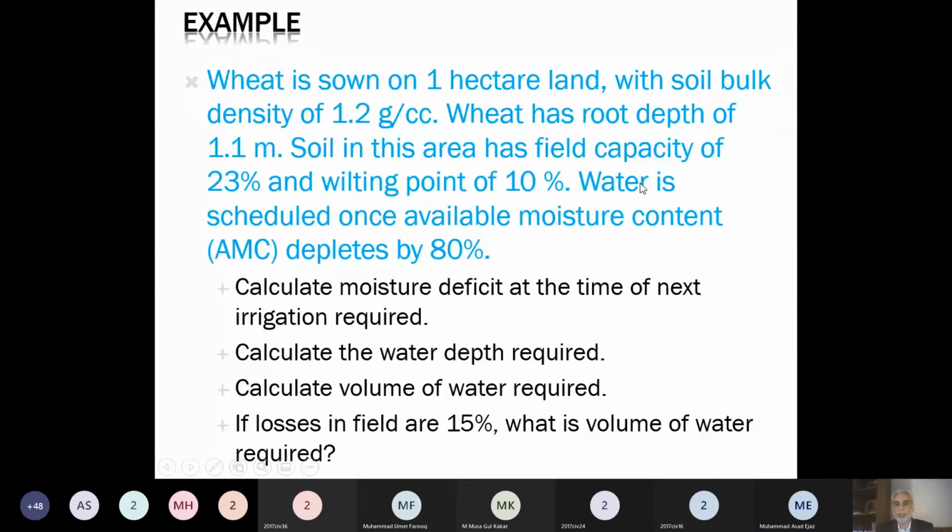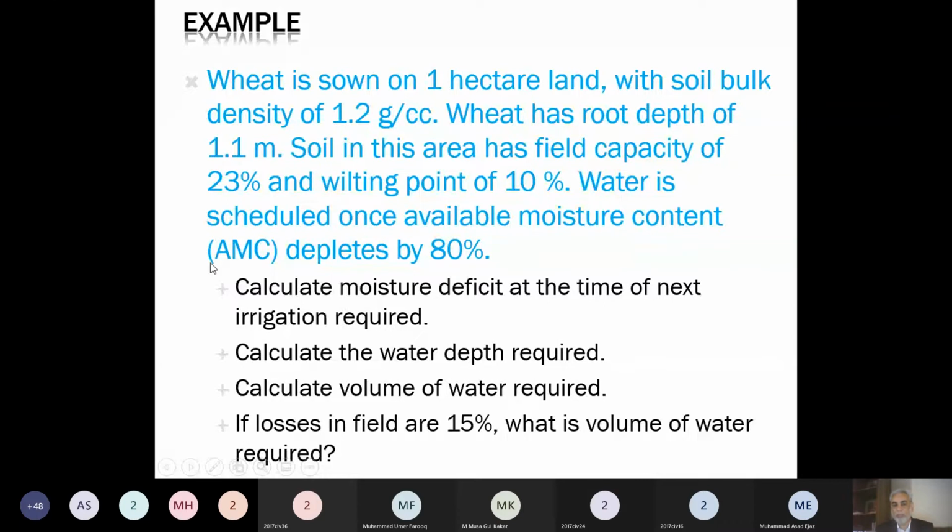Wheat is sown in 1 hectare of land with soil bulk density of so much. Wheat has a root zone depth of 1.1 meter. Soil in this area has a field capacity of 23% and a wilting point of 10%. Now they are not telling you the water deficit. Water is scheduled once available moisture content depletes 80%. So calculate the moisture deficit at the time of the next irrigation.